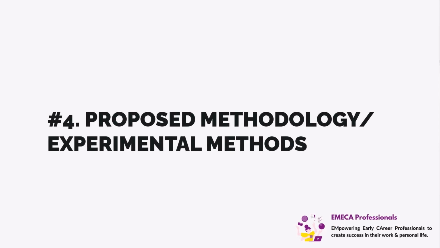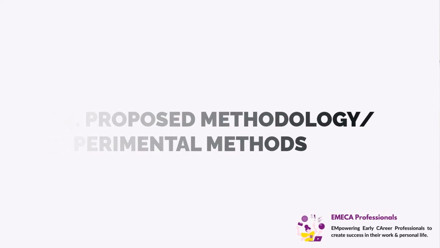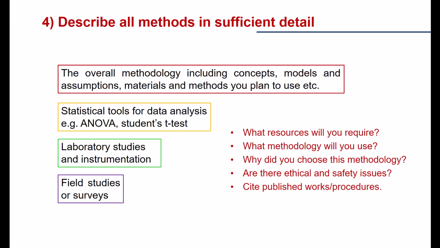The fourth component of a proposal is the experimental methods, or the methodology. And here you want to describe all the methods that you will use in your project in sufficient detail. And you want to include the methodology, concepts, assumptions, instrumentation, anything that will be relevant for you to achieve the project goals. You need to write them in the project methodology section.